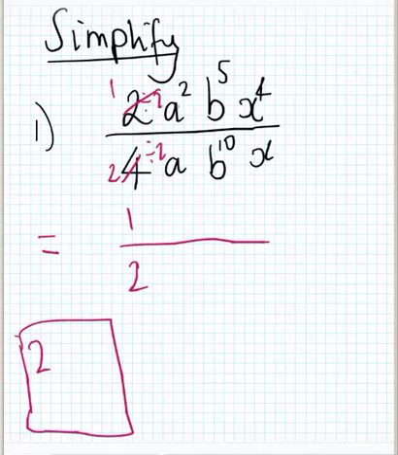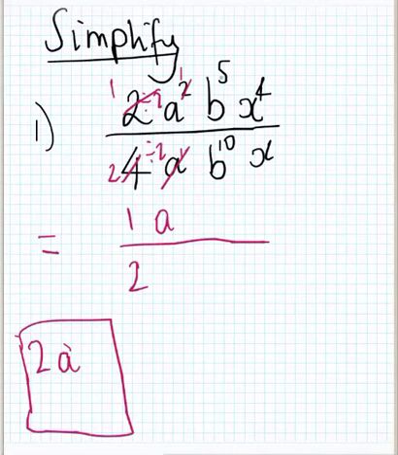Now, my variables, I've got two a's up top and one on the bottom. We know there's an invisible one. So cross off our smallest amount. I can take out 1a from the bottom. And 2 take away 1 is just 1. So I'm left with an a on top. And because I took out an a, I'll just put it in this box. So the highest amount of a's I took out was just 1.